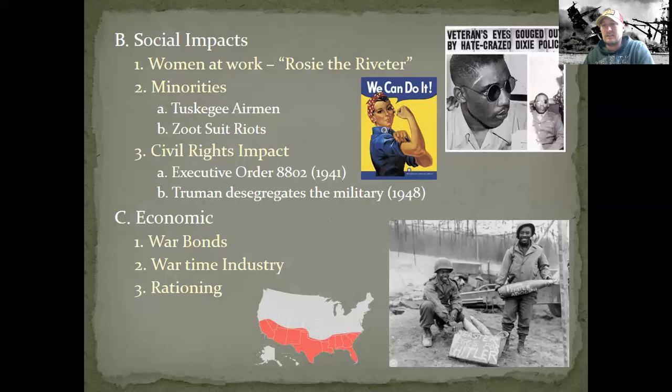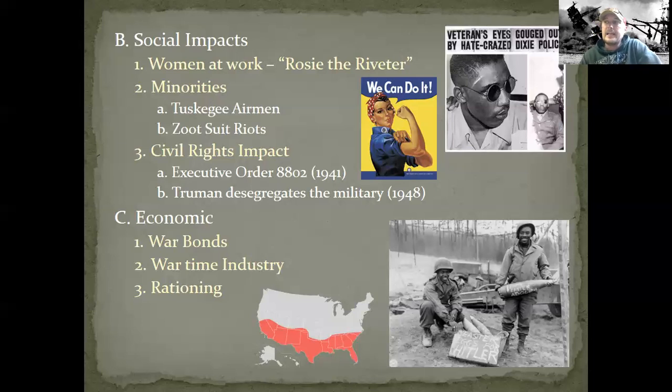So there's still a lot of racial struggle happening here in the United States, even as America's going off to fight this war in the name of democracy. Moving down to the civil rights impact, like I said, we are on the cusp of a major era of U.S. history, and there are some positive things that are coming out with it. We're seeing the beginning of the ends of segregation right here.